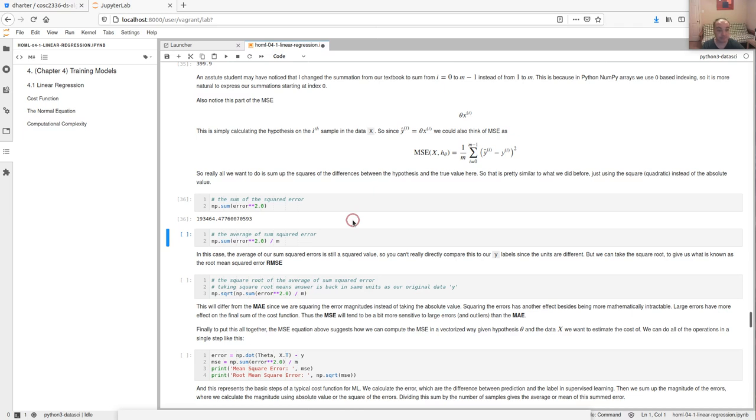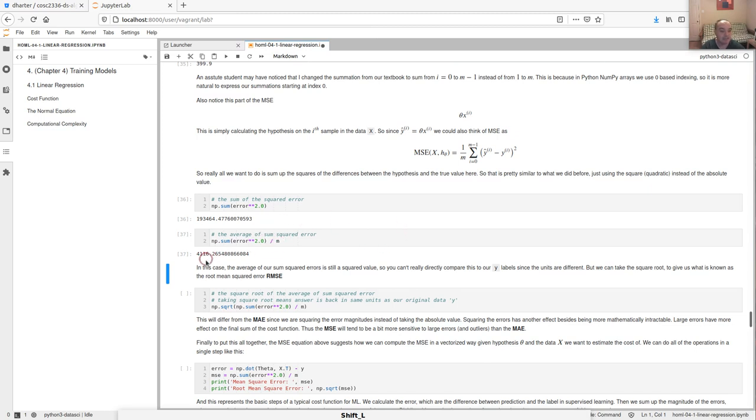So we can calculate the sum squared error by just taking the sum of our errors. We already had the errors above, already calculated in a vectorized way, so you can just take the errors from above, square them, and then sum them up. That's your sum squared error. And then you can get the mean squared error by dividing by m.